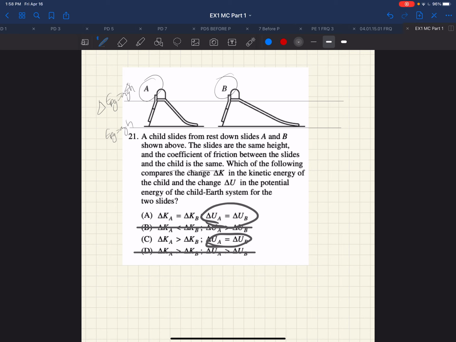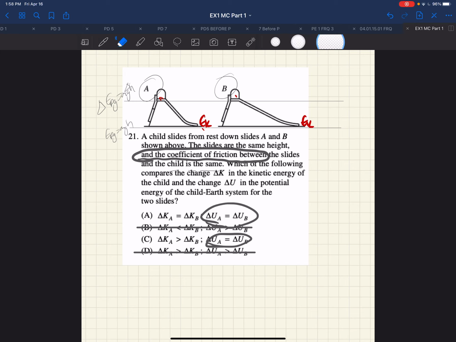Now, we are not told it's frictionless. We are told that the coefficient of friction is the same for both of those. So ultimately, we're trying to figure out what's going on with the kinetic energy at the bottom. Now, what should occur is, in both cases, all the gravitational potential energy would be converted to kinetic energy. And so the potential energy is lost, and if all of it's converted, then they'll have the same kinetic energy. But we know there's friction.